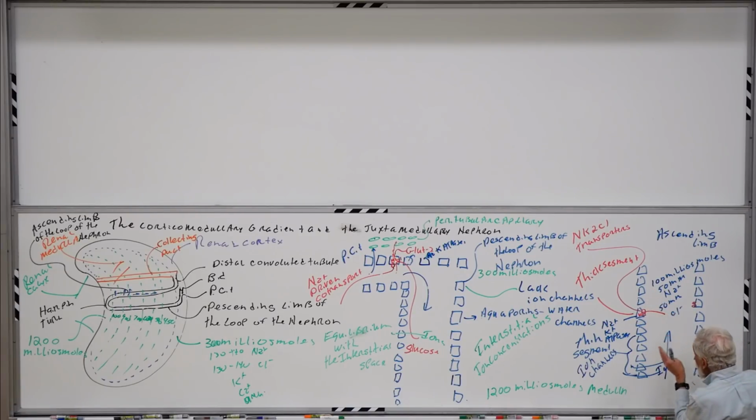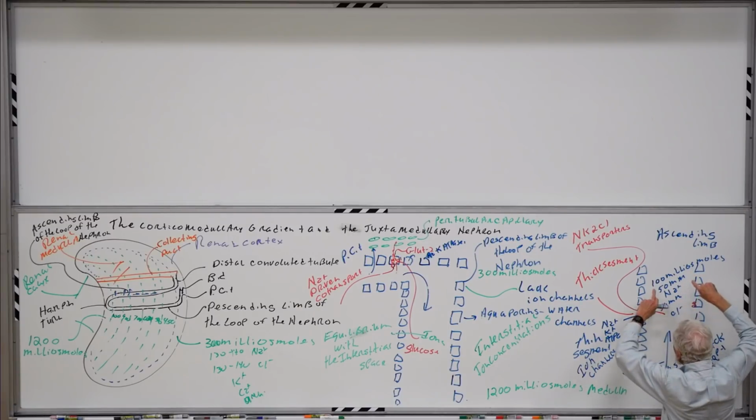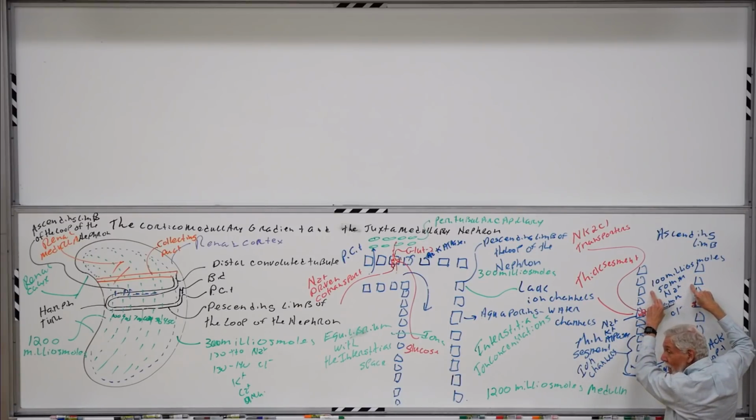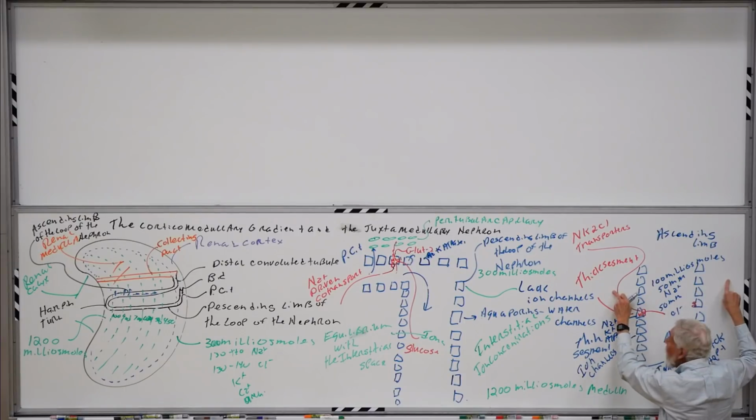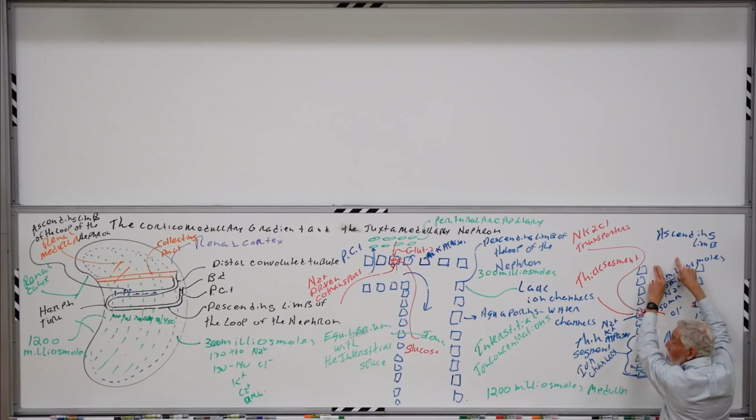The major idea I want you to hold on to, though, is that by using these transporters and these pumps, we can reduce the concentration of ions inside the tube well below the interstitial, also known as the extracellular, concentration of ions, down to around 100 milliosmoles.